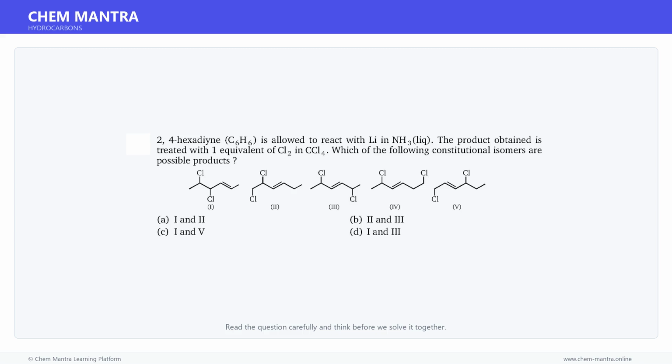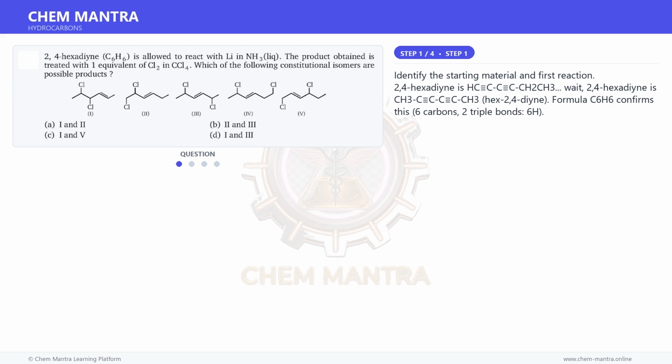Here is a question. Read it carefully and think about the answer. Let us solve it step by step. Let us begin solving this step by step. Identify the starting material and first reaction.